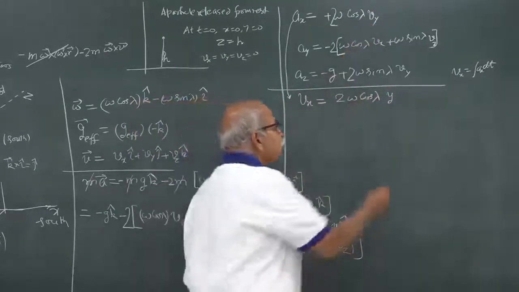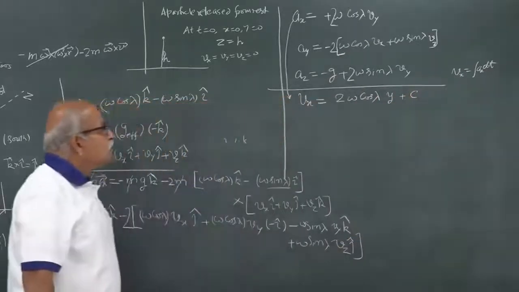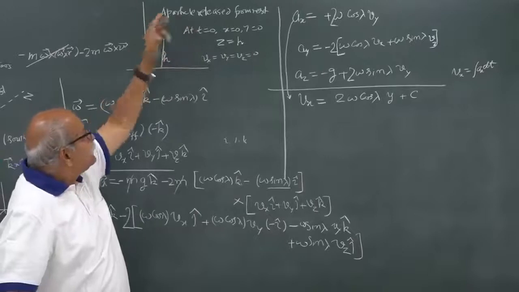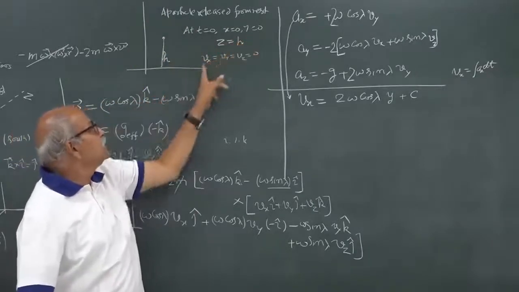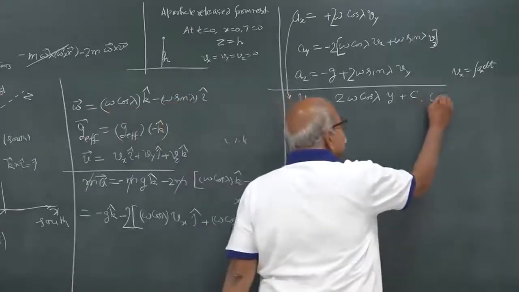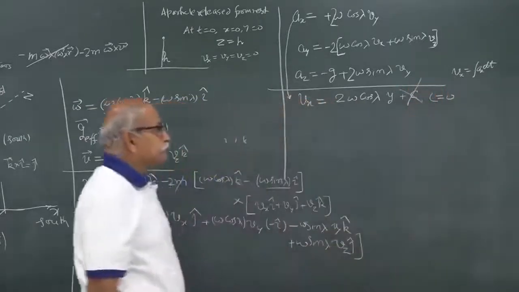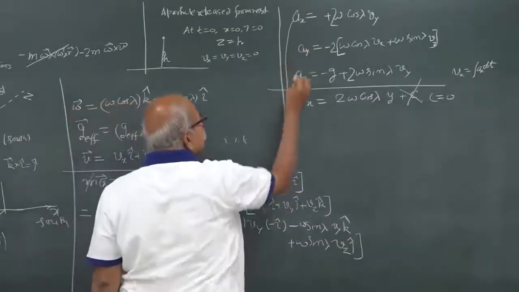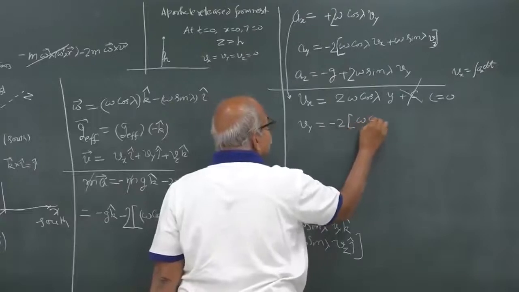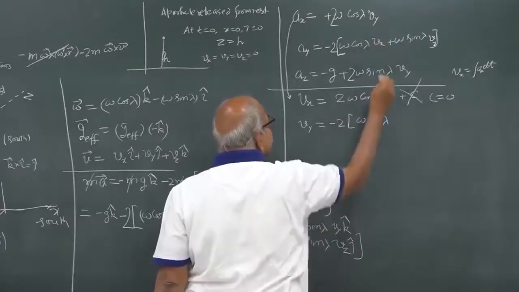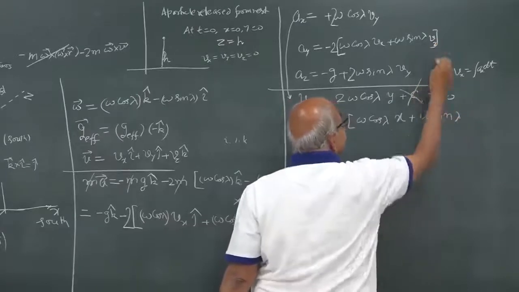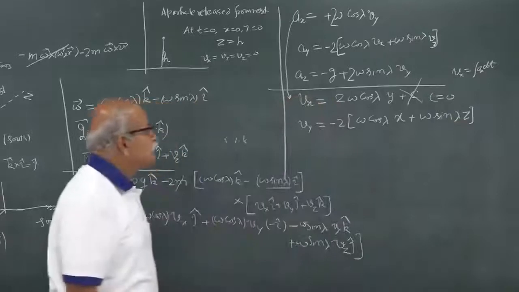Vy when you integrate, it gives you y plus some constant, and that constant you should get the value from the initial conditions. At t equal to 0, y is 0 and Vx is also 0, that tells me that the C is 0. So, I can remove this. Similarly, Vy here, I am integrating minus 2 omega cos lambda, that is constant, and Vx when you integrate you get x, and plus omega sin lambda, and Vz when you integrate you get z. So, up to this point it is very simple.